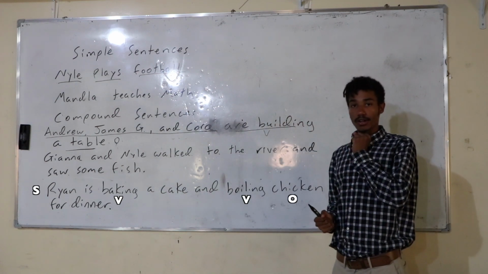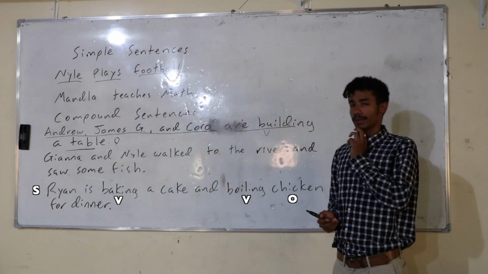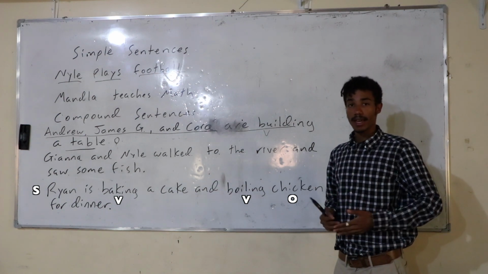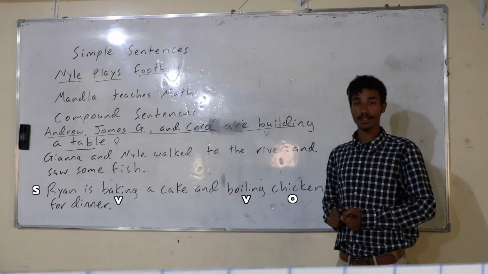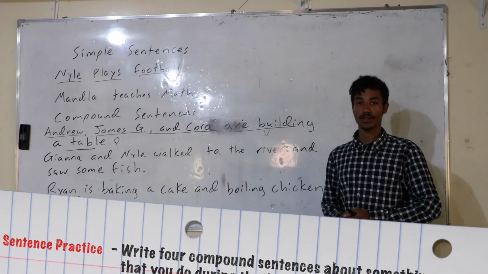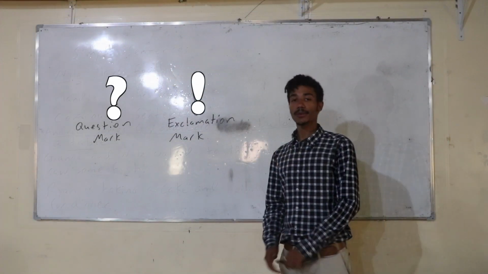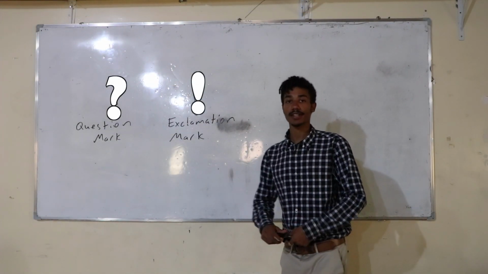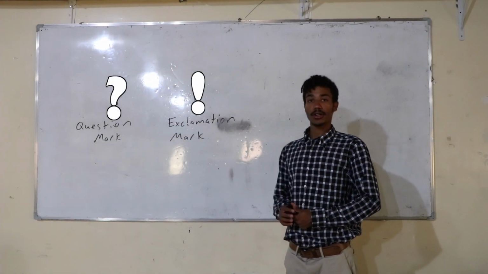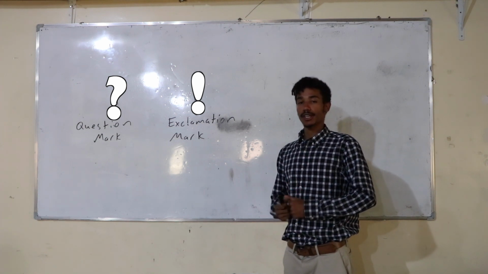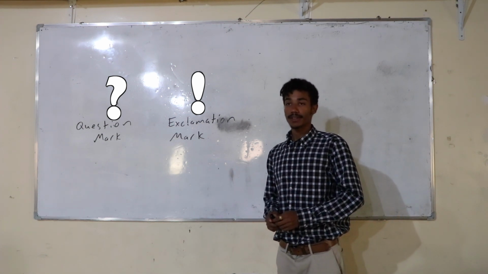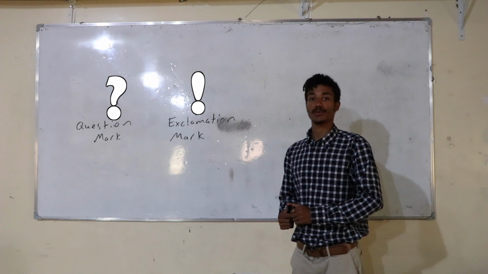Let's try some on your own. Take a moment, pause this video, and write 4 compound sentences about something that you do during the day. Now that we understand simple and compound sentences, the next two we're going to do are special sentences with special symbols that indicate exactly what you want to use them for.